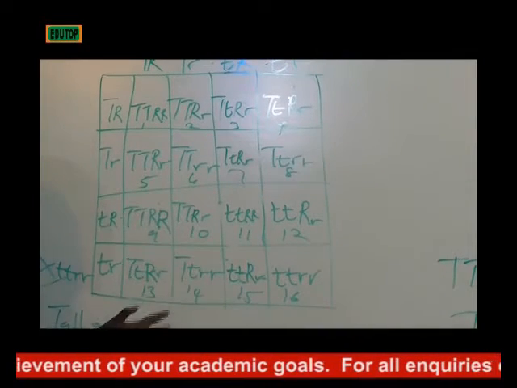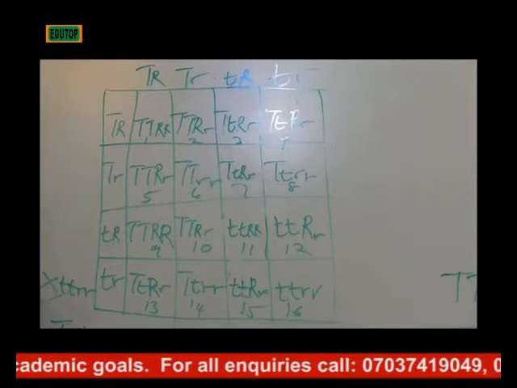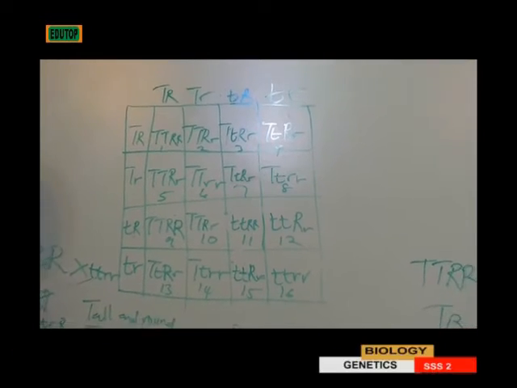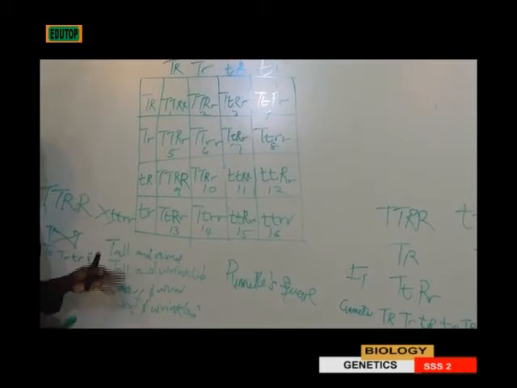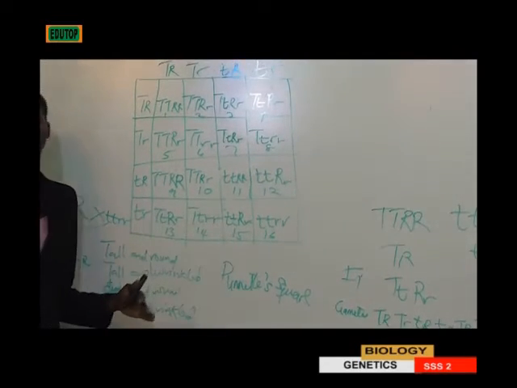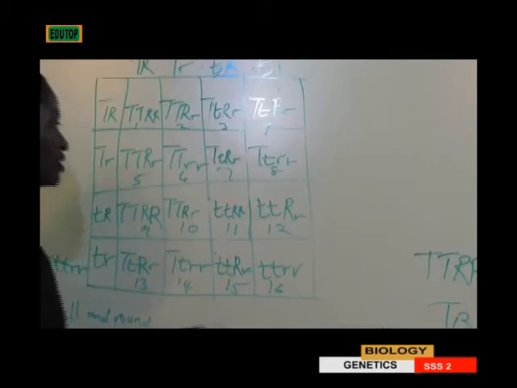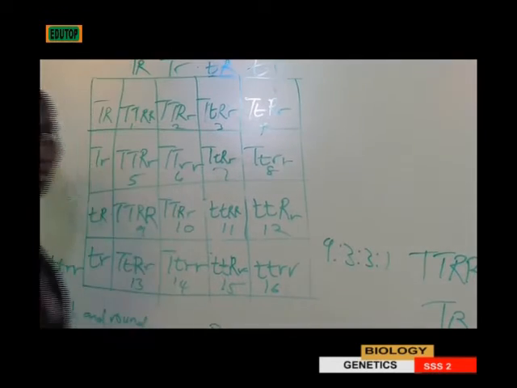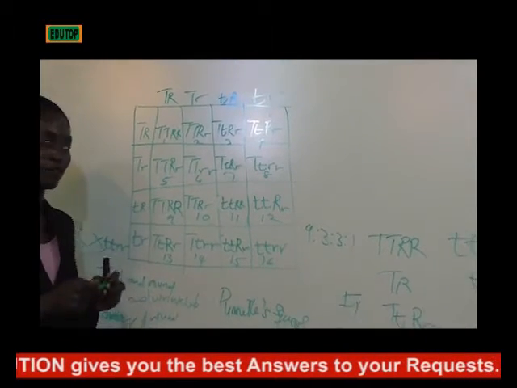So after the crossing, we have 16 offspring. Then it has 4 phenotypes. Like I said earlier, we have tall and round, tall and wrinkled, dwarf and round, dwarf and wrinkled. So we want to count the number. We want to actually confirm if what Mendel said was true or not. I said Mendel said the ratio is 9, 3, 3, 1. So we want to confirm if that is true for the phenotypic expression, or for the phenotype.